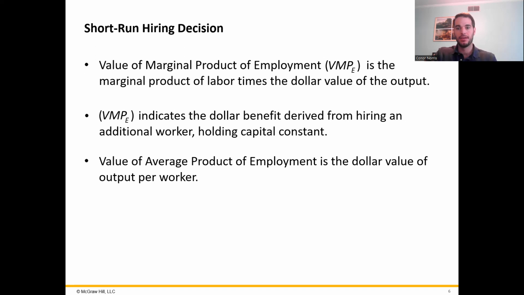Now, the value of the marginal product of employment is the marginal product of each worker multiplied by the value of the output, or the price that the firm is selling it at. So we can think of this as the benefit of hiring an additional worker if we maintain the same amount of capital. It's the marginal product of that worker times the price of the good. So when we graph it, the value of the marginal product employment curve is the same as the marginal product curve, just blown up or a little bit higher.